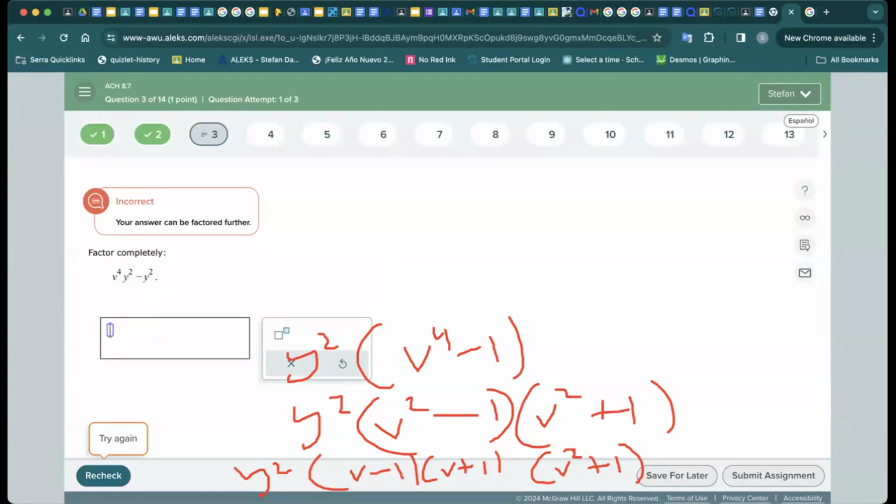It can be factored better, huh? Yeah, so you got to type in what I have in the bottom. Yeah, so Y squared. Why is it not letting me type? Squared.